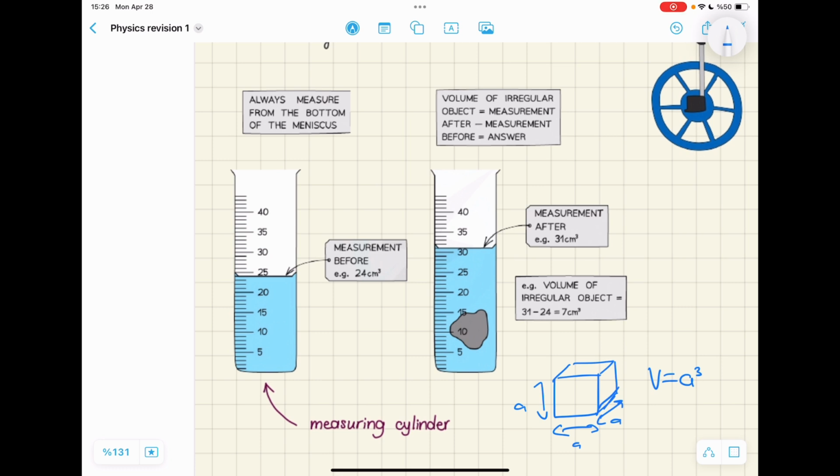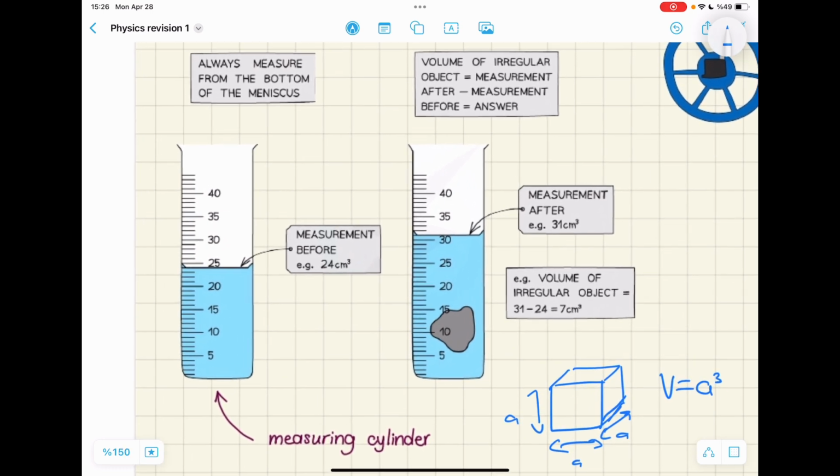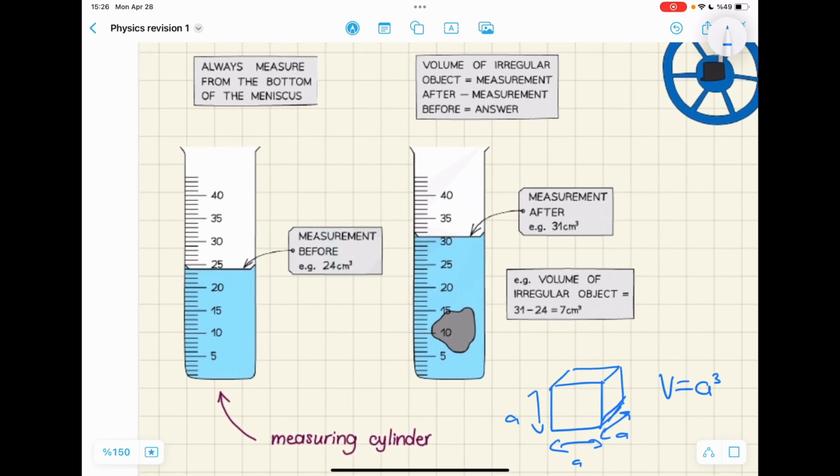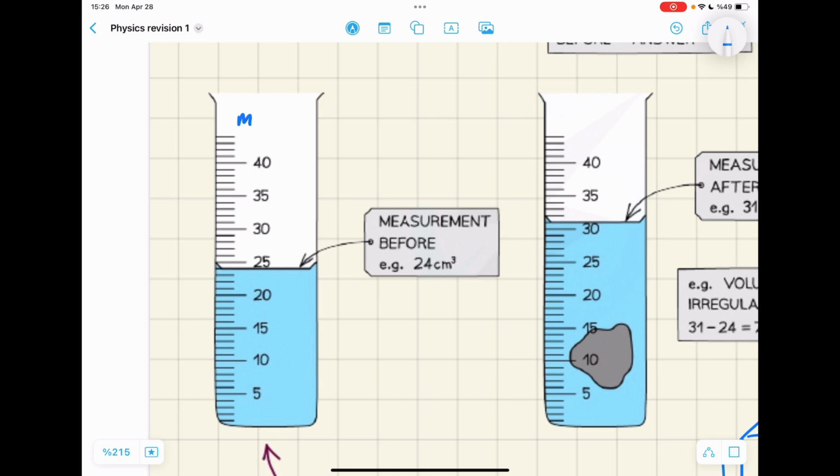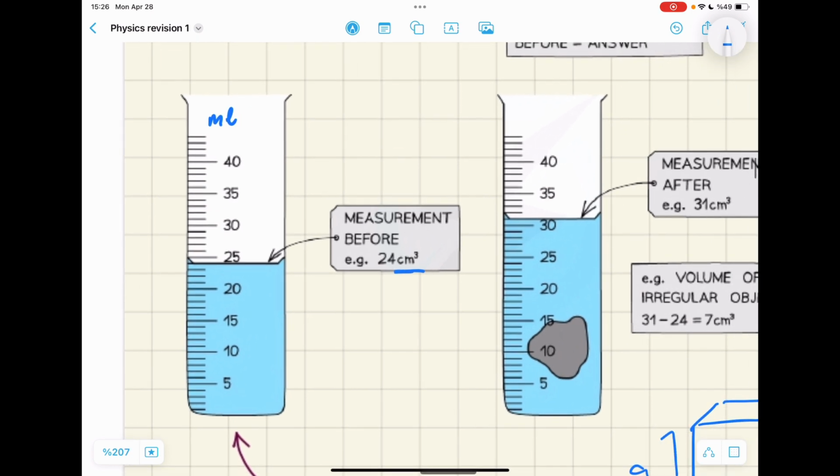A cube would be a regular object, or some type of cylinder, or any type of thing that we can measure geometrically. However, for irregular shapes, we are using a measuring cylinder. Now, this measuring cylinder will usually be graded in milliliters. A milliliter and a centimeter cube are the same thing. It is a completely same thing. A liter is a unit of volume, and centimeter cube as well. We are just expressing them in different ways.